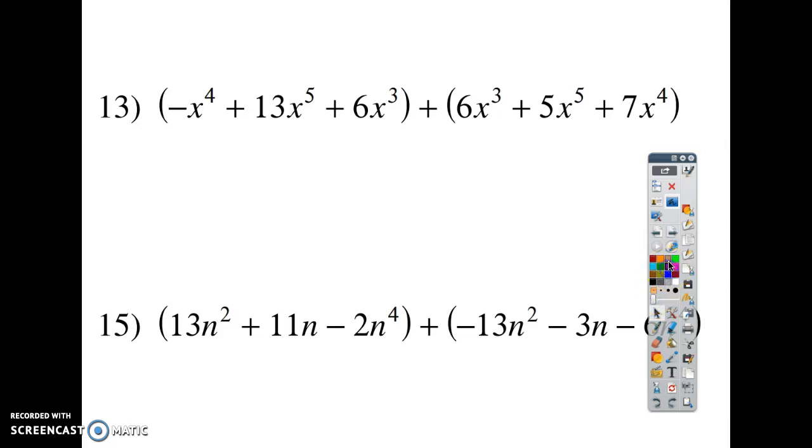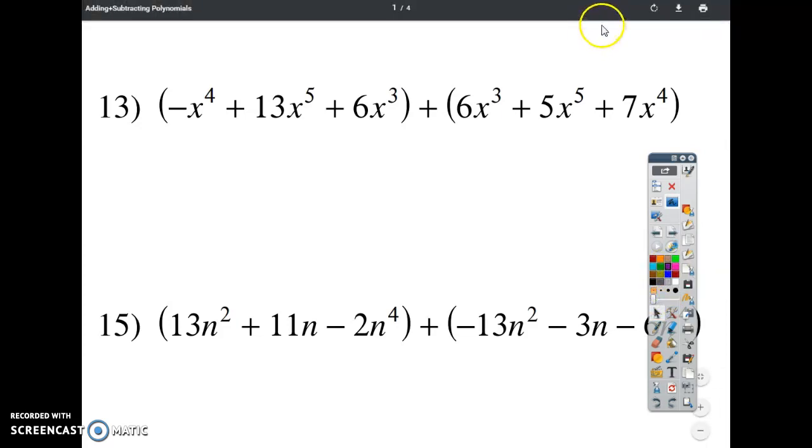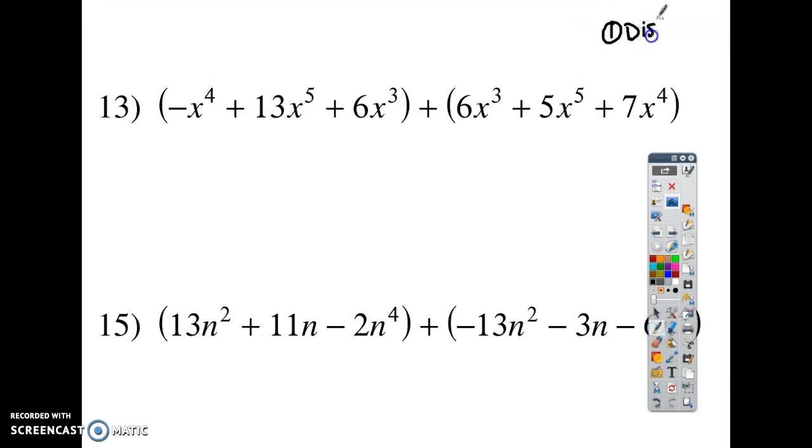So step number 1, distribute. So I'm going to distribute. Is there anything to distribute? No, this is a positive 1. This is a positive 1. Nothing really distributes because you get the same thing back.